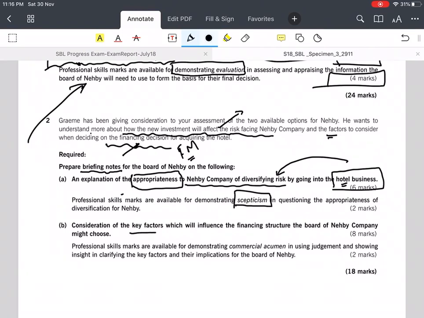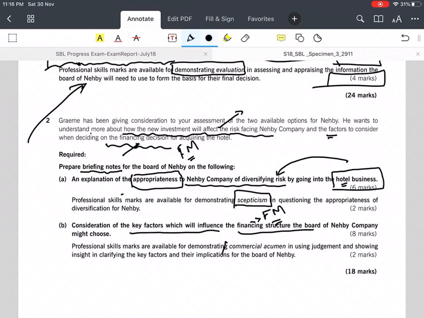Consideration of the key factors which will influence the financing structure. Remember the financial management source of finance area, in which we were to identify different factors which will allow us to decide which source of finance we should choose, either debt or we should go for equity finance.